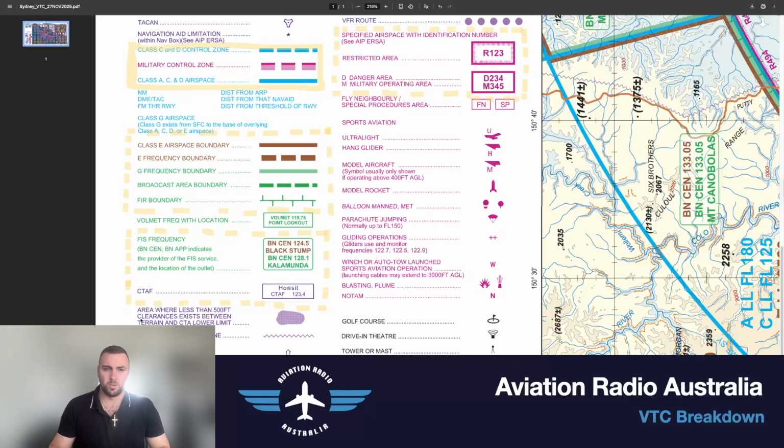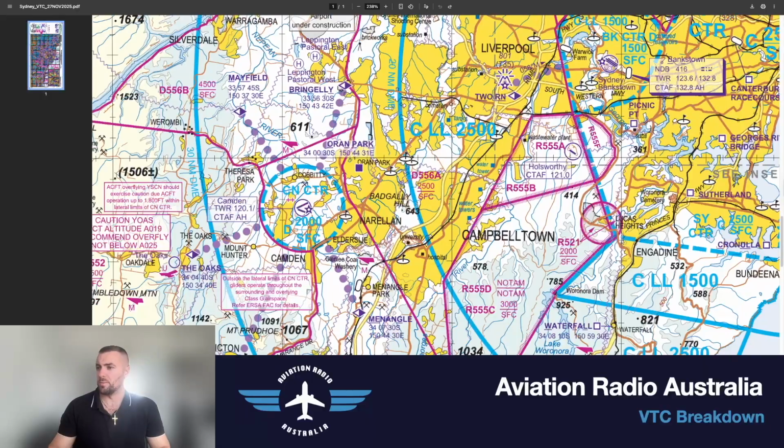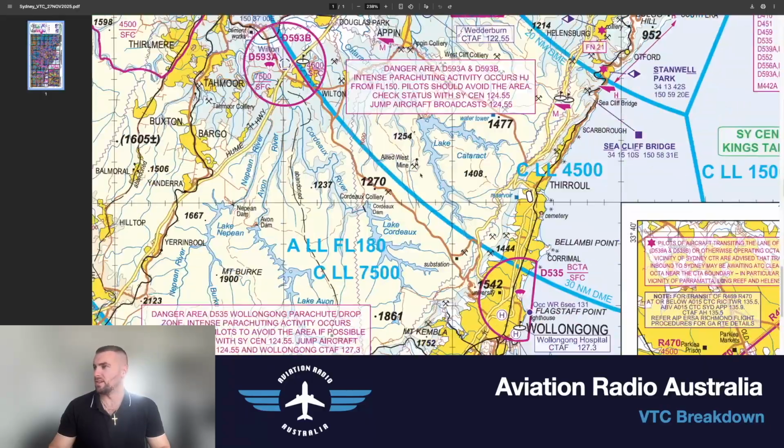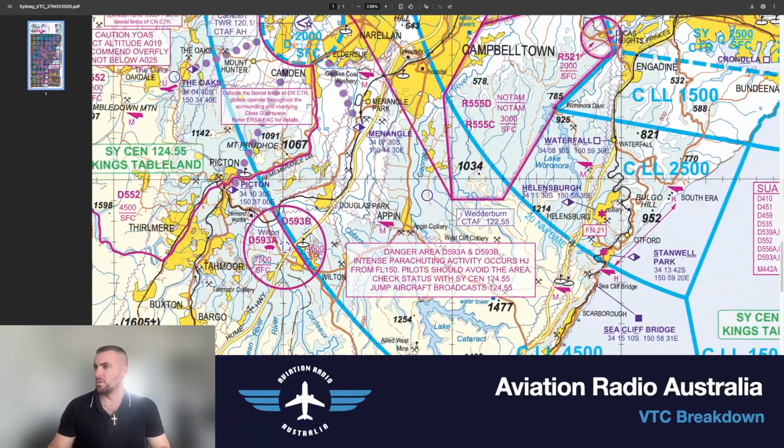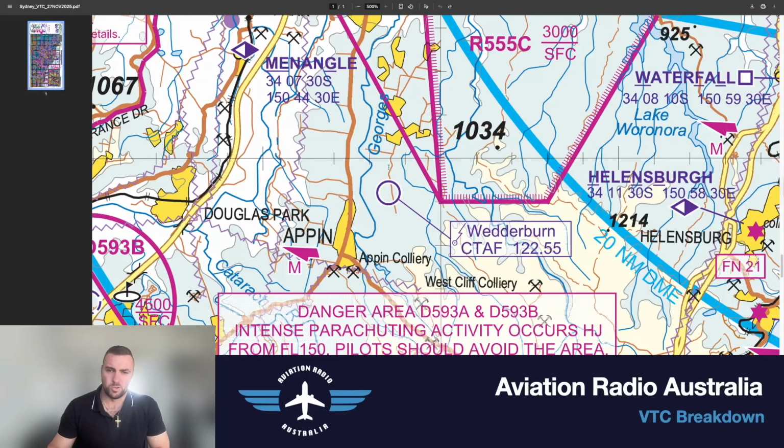The last thing that I want to show you that I forgot to show you earlier is this purple box indicating the CTAF frequency for an uncontrolled aerodrome. We'll find an example on the map, the Sydney VTC. Let's look over here just near Wilton where we were before. We have this solid magenta line, magenta circle I should say, right in the middle of the screen there for Wedderburn Aerodrome.